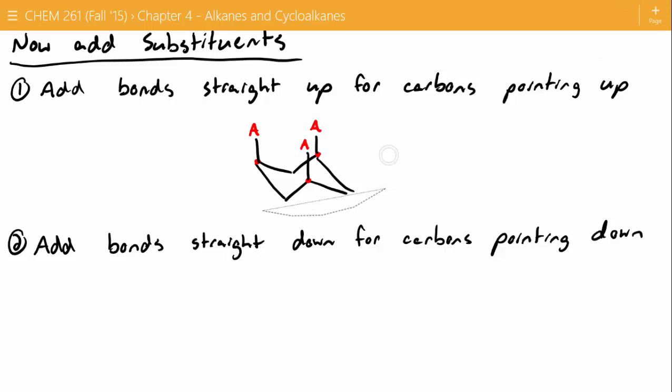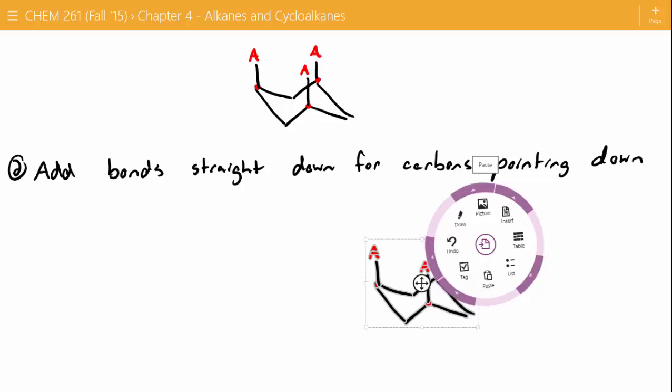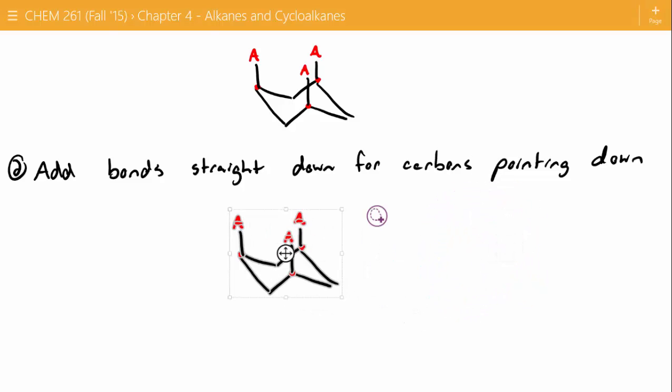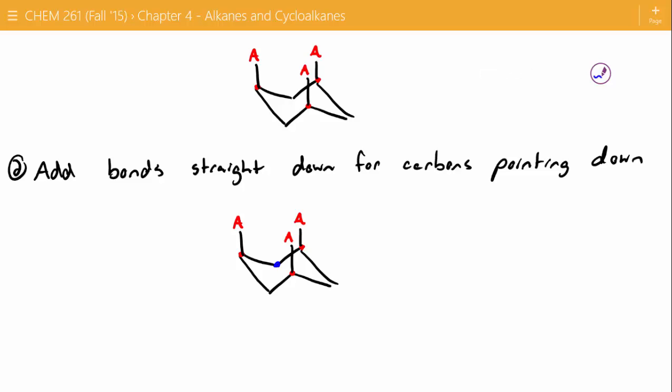All right, so you can just add on to your structure. I'm going to copy this down here. There we go, paste. All right, so if we think about our carbons that are pointed down, we can label these in blue. We've got a carbon in the back pointed down, a carbon right there pointed down, and a carbon right there pointed down.